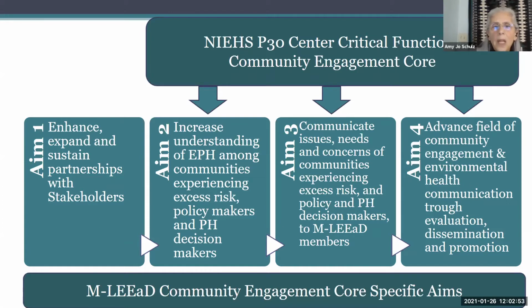Our third aim is to communicate the issues, needs, and concerns of communities that experience excess risk and of policy and public health decision makers to M-LEEaD researchers in order to guide the research that is done within the center, and also to help us think about how to appropriately translate findings to community constituencies. And our fourth aim is to advance the field of community engagement and environmental health communication through evaluation, dissemination, and promotion. Those aims are derived directly from the NIEHS P30 Center critical functions that are articulated for community engagement cores, and they directly inform the work that we do as a core. You can move to the next slide, Robin.